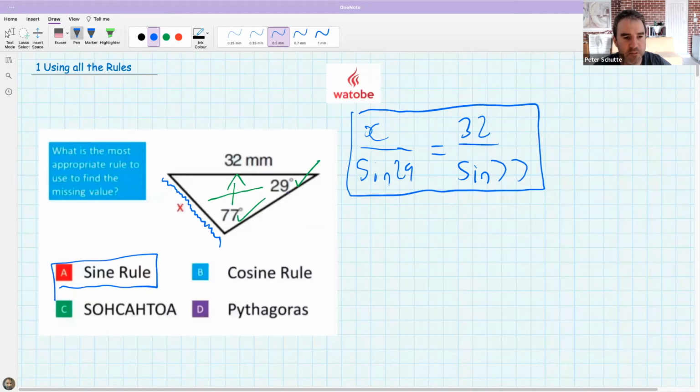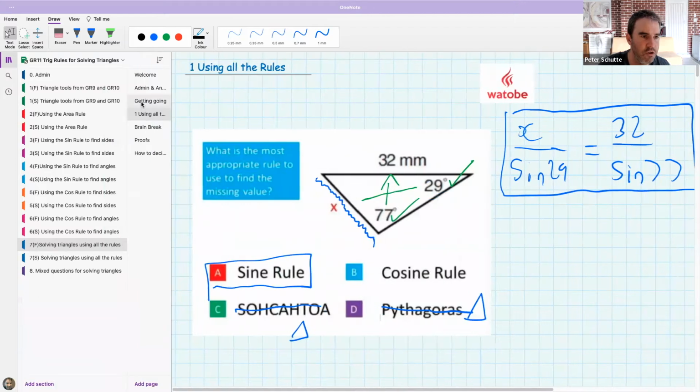The other thing that Lee said is basically you're given 2 angles and a side. And generally speaking, that will work with the sine rule. Pythagoras needs a 90-degree triangle, and SOHCAHTOA also needs a 90-degree triangle. And so there are no 90-degree triangles here. And the cosine rule would generally get used when you have 2 sides and the included angle, and you don't have 2 sides.